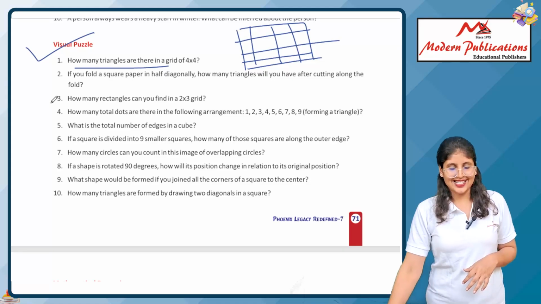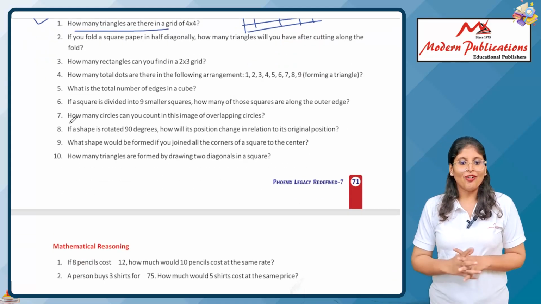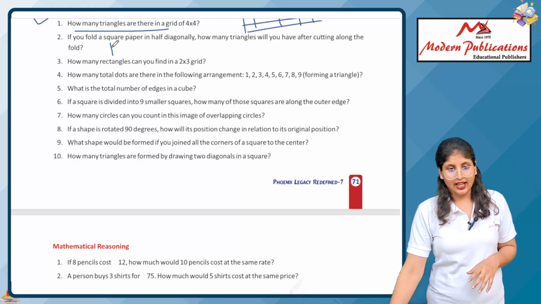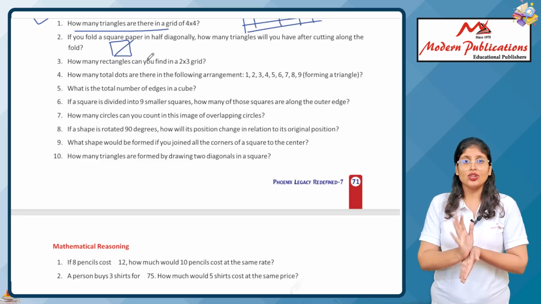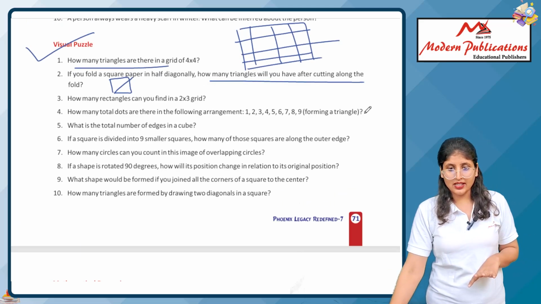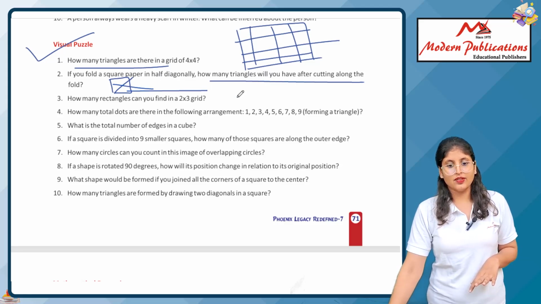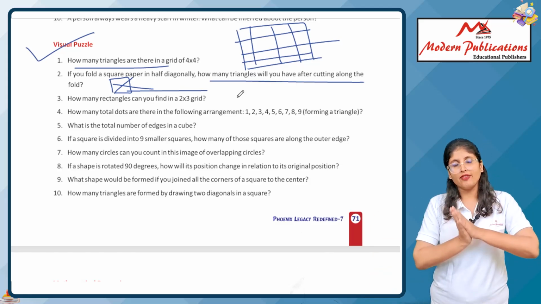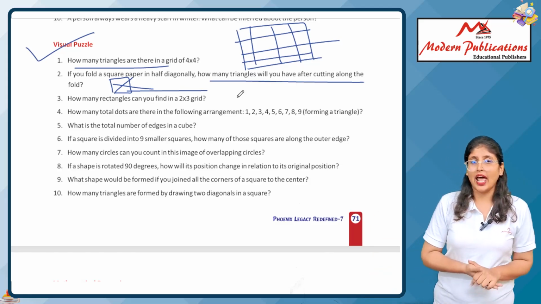Let's see. If you fold a square paper in half diagonally, like this paper, I think I should leave this for homework, because you can do it yourself. If you fold it diagonally, how many triangles are there? Two triangles will be found if you fold the square in half.